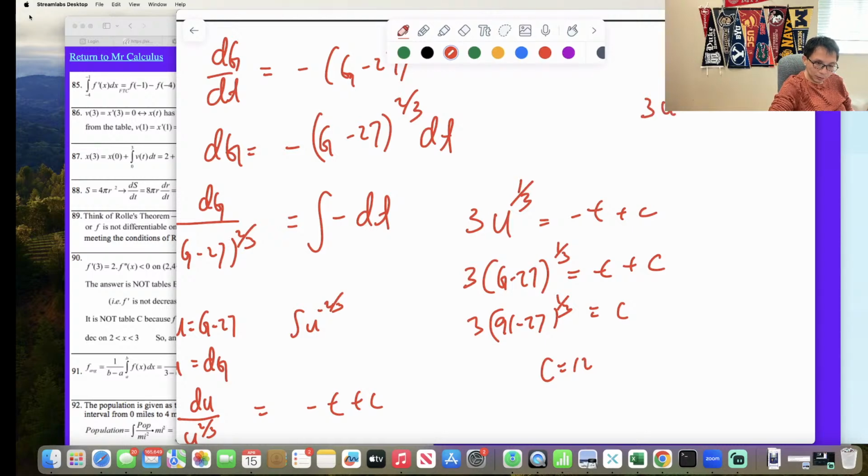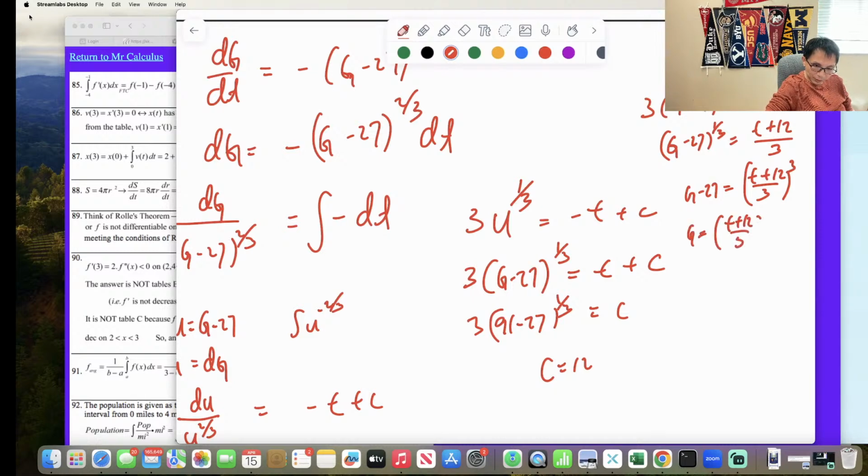3 times (g minus 27) to the 1/3 equals negative t plus 12. I'm going to divide by 3 on both sides. That's going to be (negative t plus 12) over 3. I'm going to cube both sides. So g minus 27 is equal to ((negative t plus 12) over 3) cubed. g is equal to ((negative t plus 12) over 3) cubed plus 27.